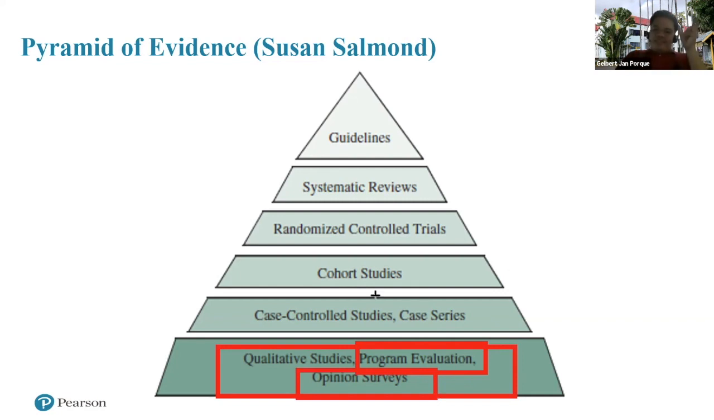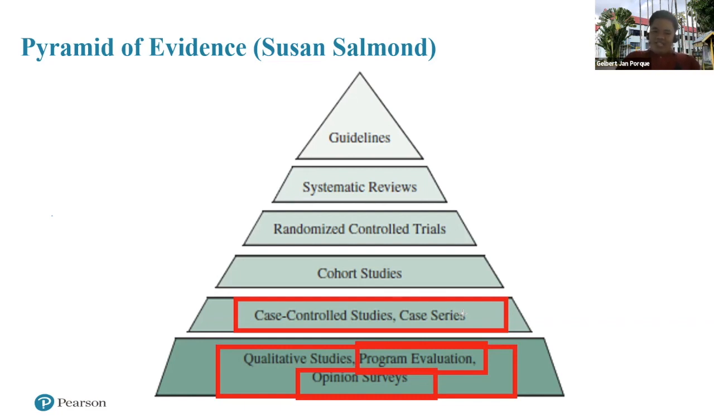When I say case-controlled studies, these have their specific controls. They tend to be more reliable than your qualitative studies. Now, cohort studies.